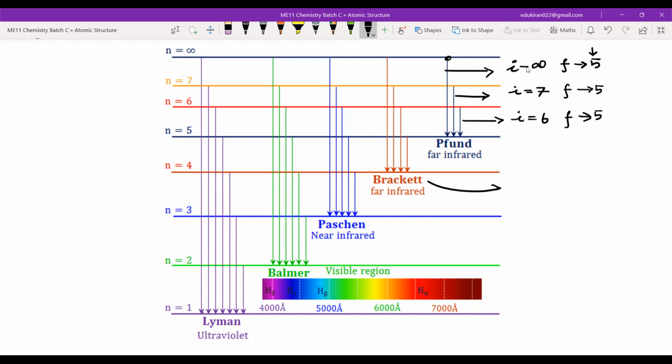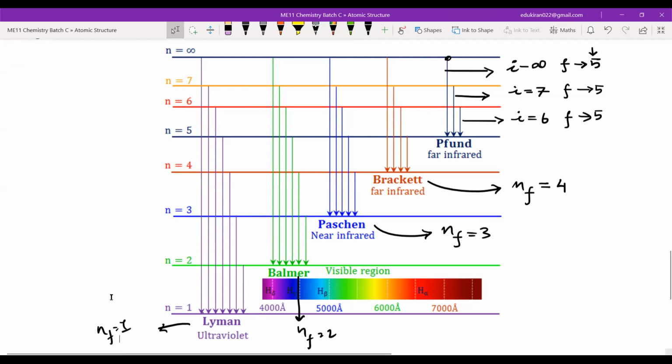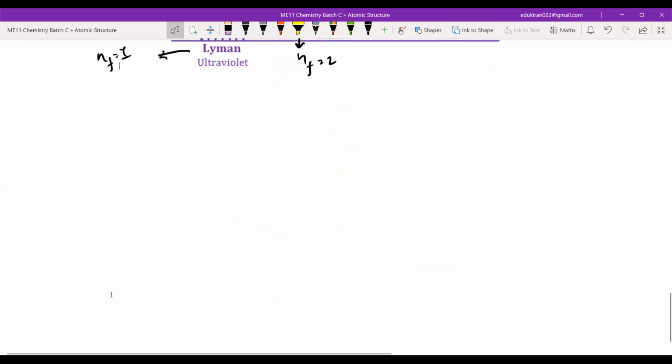For Brackett, what will be the n final? 4. Yeah, very good. What about Paschen? 3. What about Balmer? 2. And for Lyman? 1. Yes, n final is equal to 1. So these are the 5 series. We write the names. The first one is Lyman series.